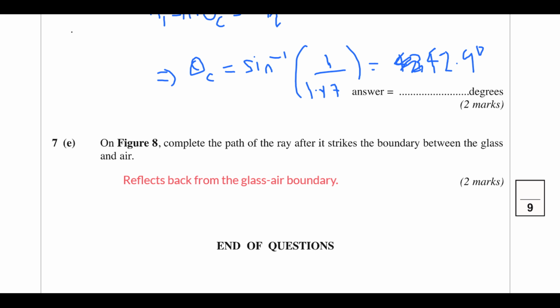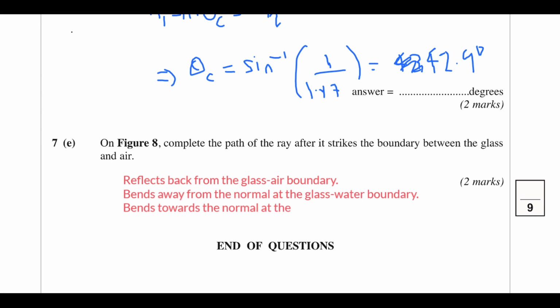Then you'd see it refract at the glass water boundary, bending away from the normal. And then you'd see it bend towards the normal at the water oil boundary, and then you would see it go straight through unchanged when it goes into the glass, because oil and glass have the same optical index, so you'd have no path change at the glass oil boundary, so it would just keep going straight on. So those are the points that you would make there.